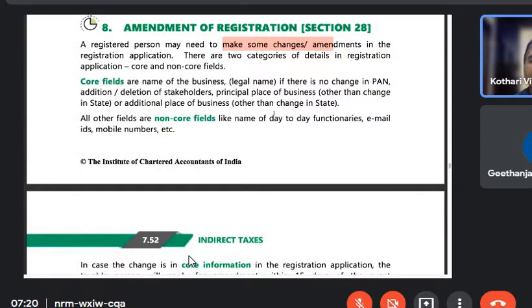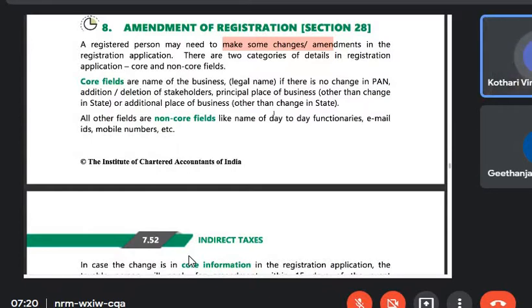Then principal place of business. Now principal place of business means what? You have registered an office. Now you are changing the office address. Then you are changing the office address from one place to other. Then that is principal place of business, change of principal place of business. Or additional place of business. Additional place of business means you are having a branch or you are having a godown. You are taking a new godown. You are cancelling an old godown. Then in that case amendment needs to be made in the core field.